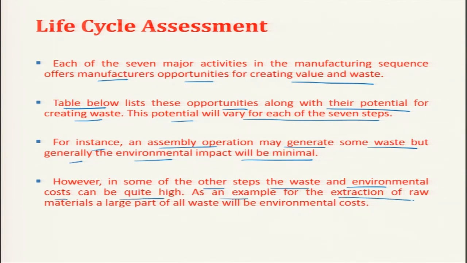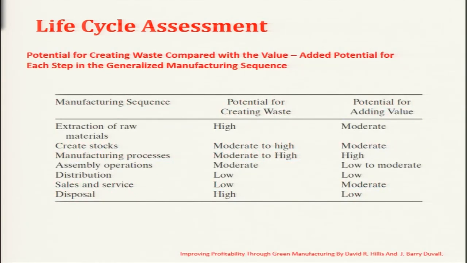As an example, for extraction of raw material, a large part of waste will be environmental costs. So, this is given in this table here. This is again taken from a study: the potential for creating waste compared with the value added potential for each step in the generalized manufacturing sequence. So, this is step 1, 2, 3, 4, 5, 6 and 7. This is extraction of raw material.